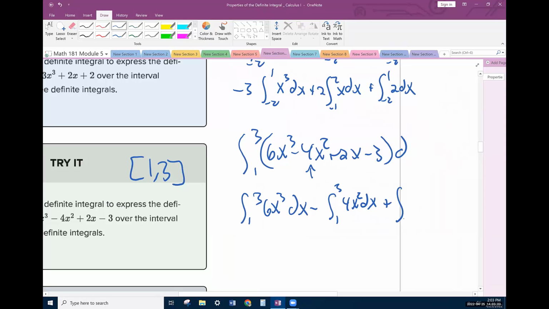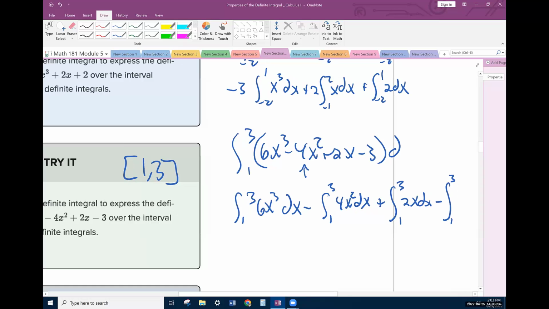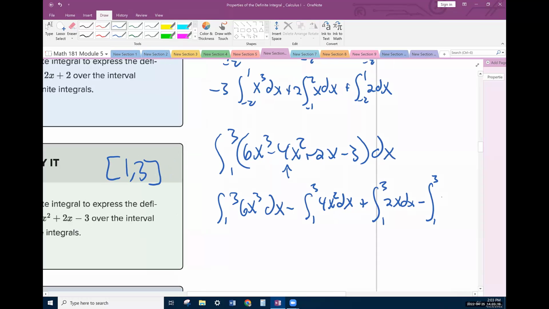Plus, what's the next one? 2x. Just 2x dx. And then the integral from 1 to 3 of 3 dx.